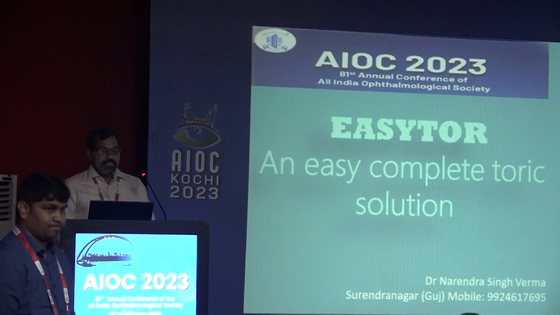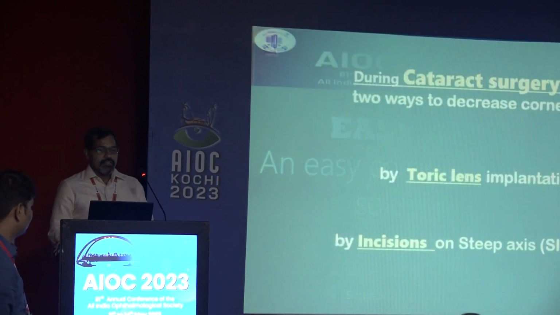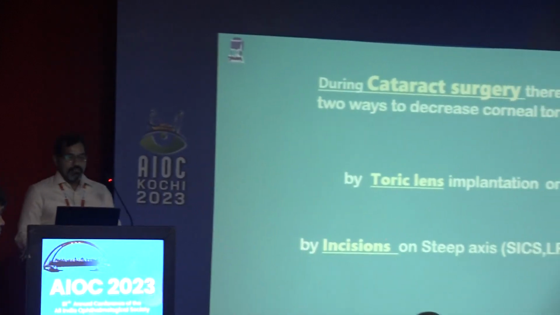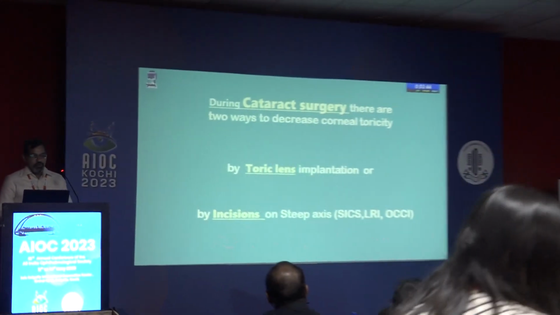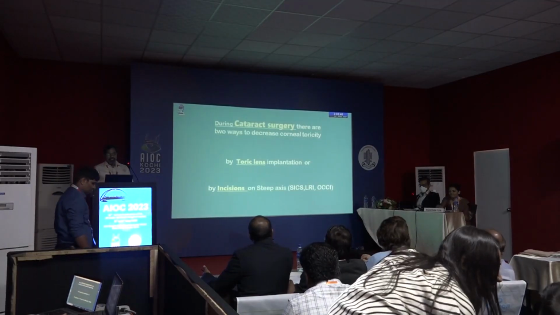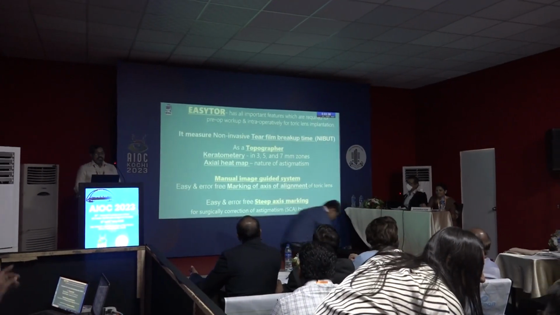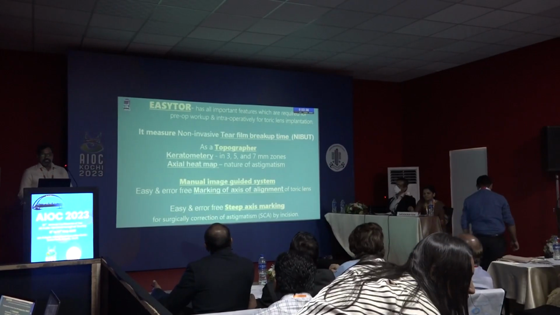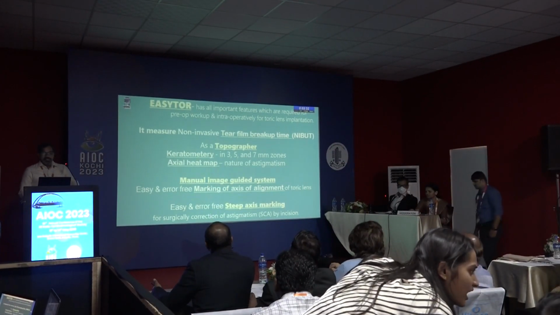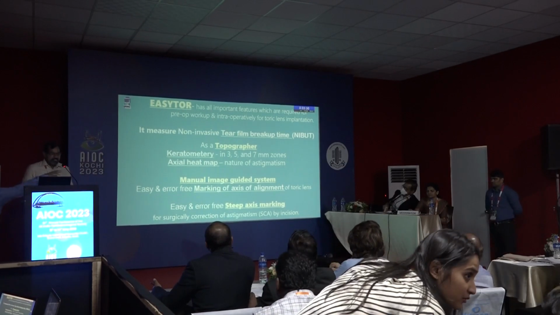So EasyTor, an easy complete toric solution. During cataract surgery, there are two ways to decrease corneal toricity: by toric lens implantation or by incision on the steep axis, which may be SICS, LRI, OCCI, etc. So EasyTor has all the important features which are required for preoperative workup and intraoperatively for toric lens implantation.